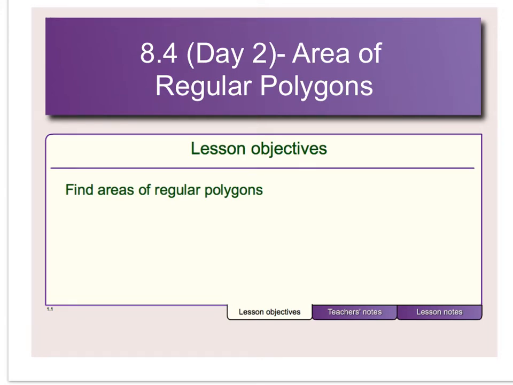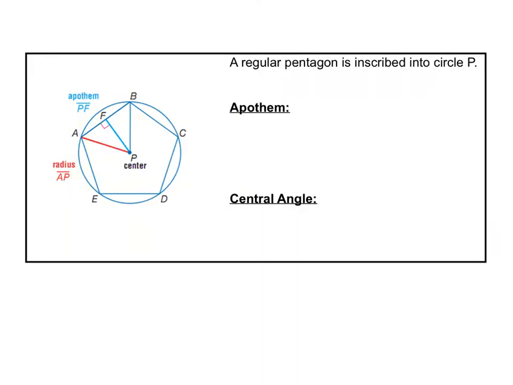Ladies and gentlemen of geometry, this is 8-4 day 2. Hopefully you've done a little bit of review of the factoring and the special right triangles and the right triangle trig so you can understand what you're doing, because today we're figuring out the area of a regular polygon. And remember what regular means. It means all sides are equal, all angles are equal. So let's get right into it.